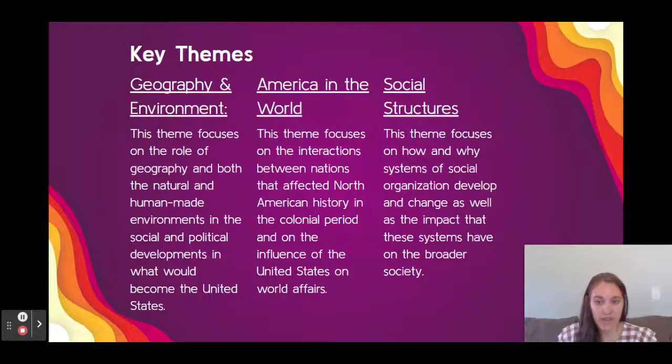The geography and the environment. This would be looking at how Native Americans adapted to and transformed their environment. America in the world. This would be looking at really those transatlantic voyages and how that began to change how America existed in this global society that was just starting to develop. And then social structures, this is where you could look at the caste system or various labor systems and how those new things impacted those demographic changes.